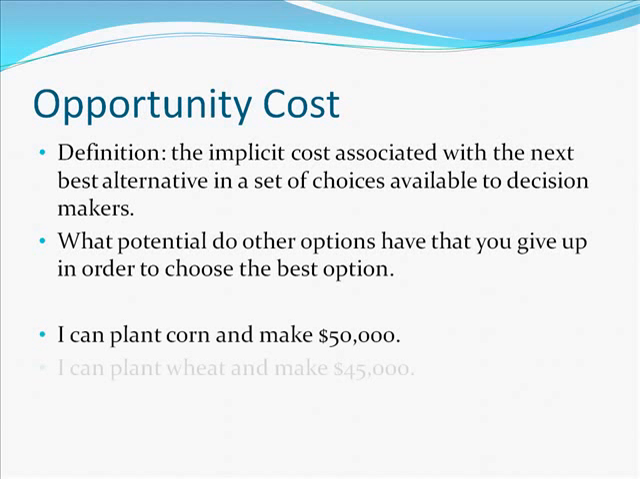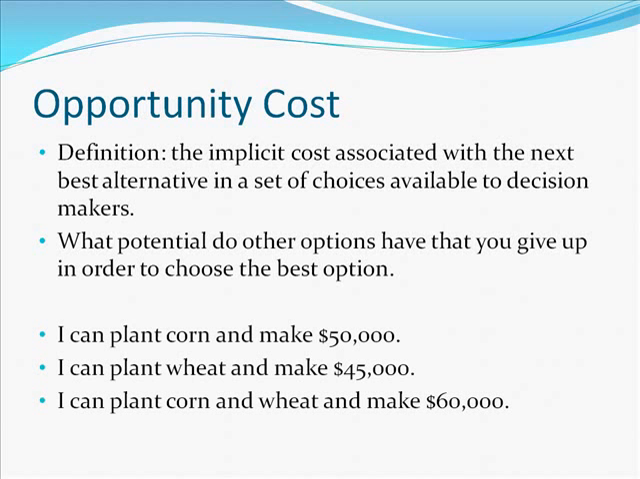So if we had three options, where you could plant corn and make $50,000, plant wheat and make $45,000, or plant a 2/3 to 1/3 ratio of corn and wheat and make $60,000, which one would you choose? Most rational human beings are going to choose the one that nets them the most money. Everyone wants more money, so we're going to choose to make that $60,000.